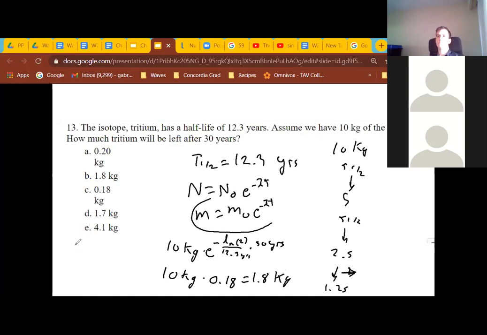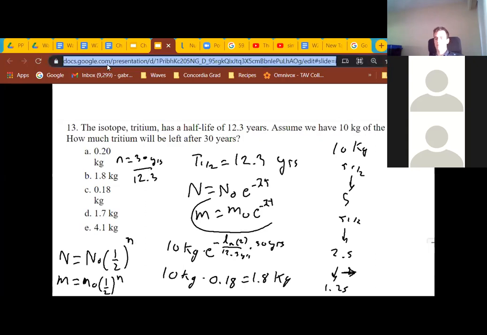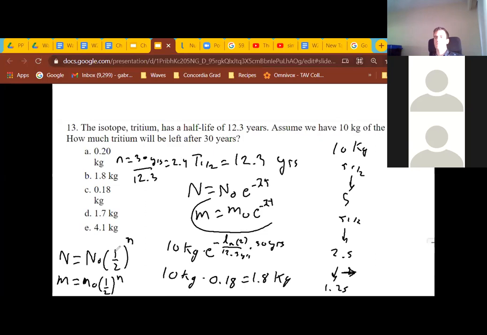Another way to have done this is you could have used the formula where you have N0 times 1/2 to the power of the number of half-lives that have occurred. You can write this in terms of mass. What you can do then is find the number of half-lives that have passed, which would be 30 years divided by 12.3. 30 divided by 12.3 is 2.4 half-lives. So if you plug that in here, you will get the same answer, 1.8 kilograms. So, not too bad, eh? By the way, if you got B, you were correct.